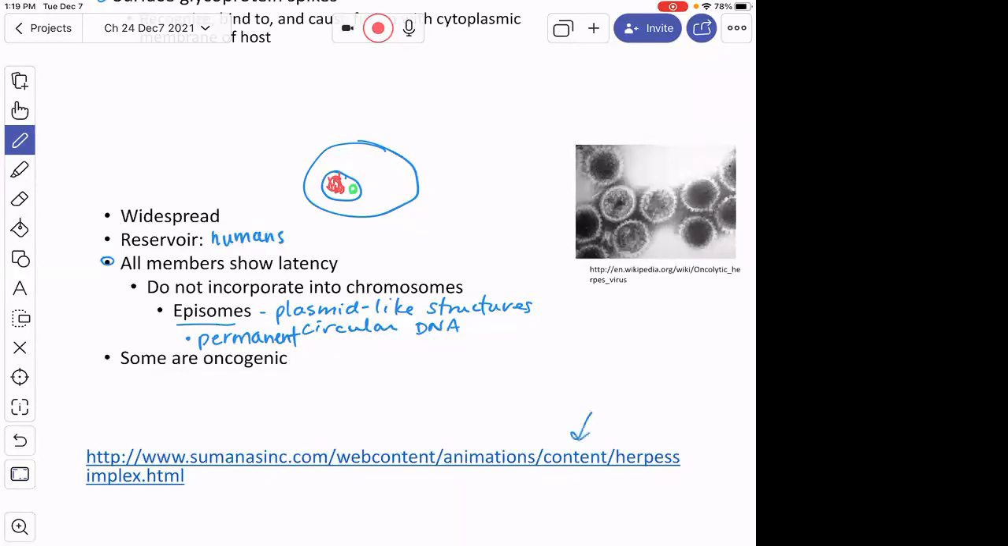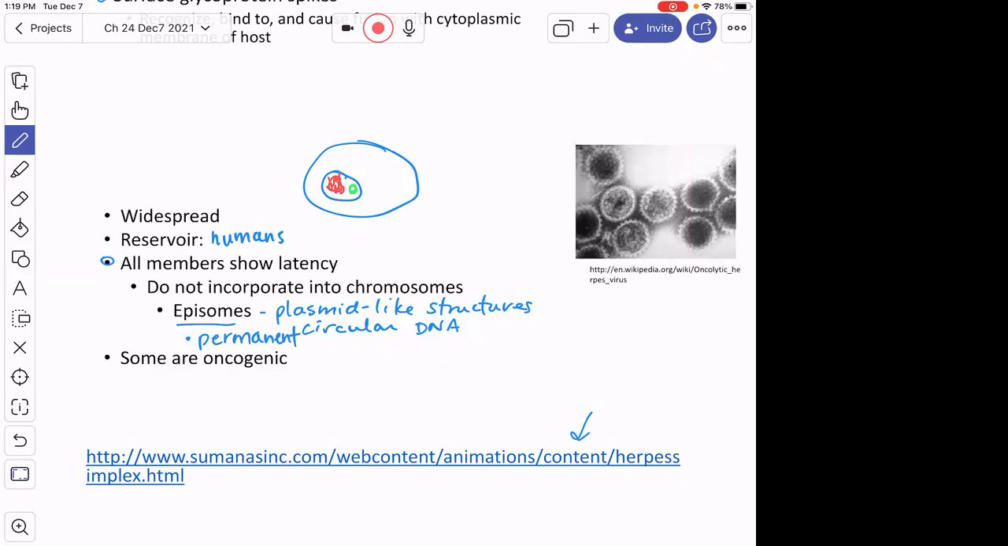I just posted this link. That's just like a 2-minute video. If I had a way to easily jump to that, I would do that, but I don't always do that successfully. It's just a 2-minute animation of kind of the life cycle of the virion when it enters a host cell. It has to enter the nucleus.